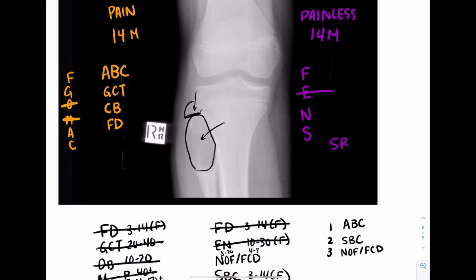So SBC is going to be my first one. Why? Location. Non-ossifying fibromas usually are more eccentric and they're not going to take up the whole thing. If a non-ossifying fibroma takes up the whole thing like it is in this image, the risk of pathologic fracture is extreme. 50% chance of risk of pathologic fracture if it's occupying over 50%. So SBC, NOF, fibrous dysplasia.